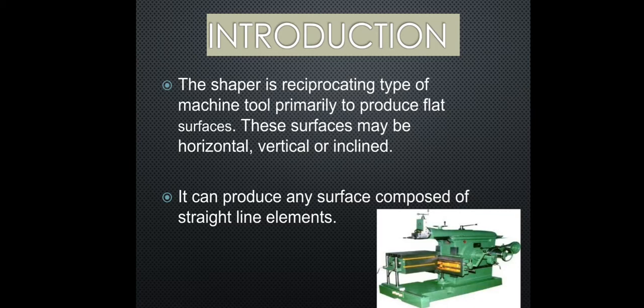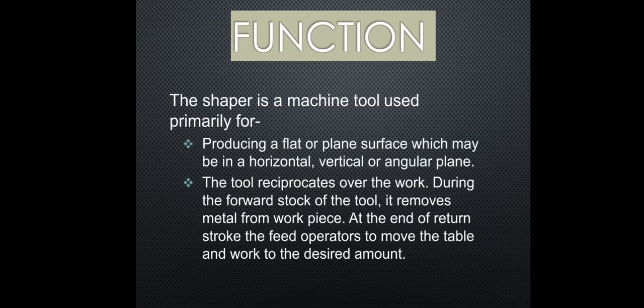A disc is responsible for the tool rotation, which results in the forward and backward movement. The cutting tool is used to give shape to the hard surface of metal or wood by removing the excess material. In shaping, it can produce any surface composed of straight line elements. The main function of a shaping machine is producing flat or plane surfaces, which may be horizontal, vertical, or angular. The tool reciprocates over the workpiece, which is fixed.